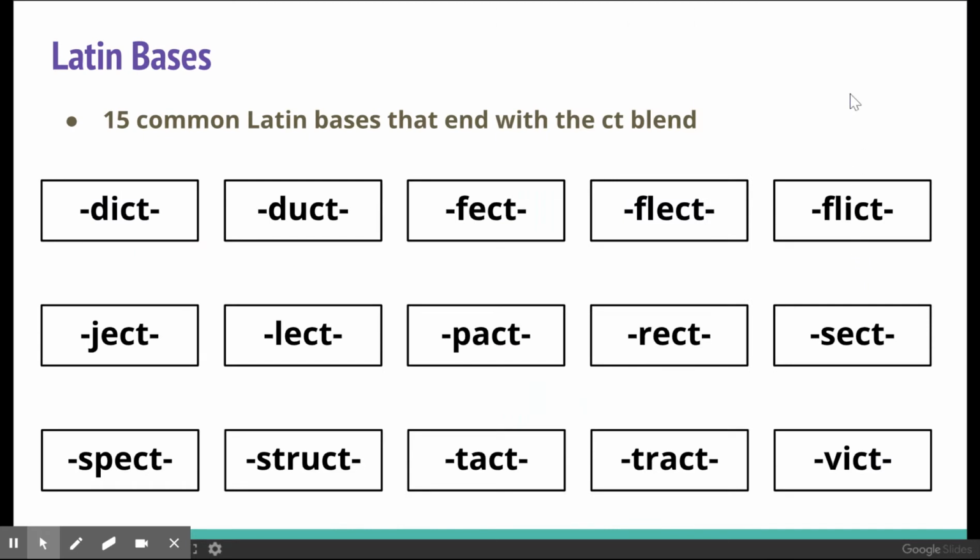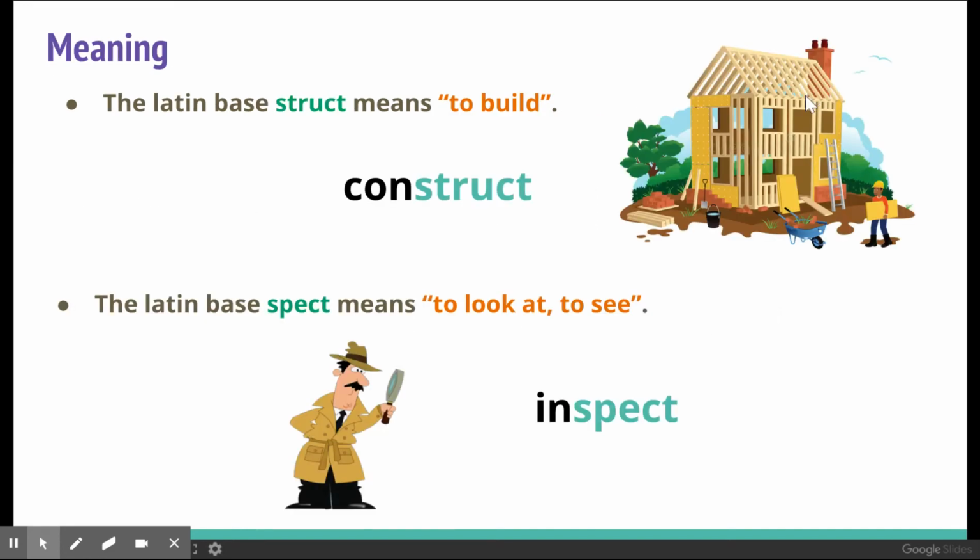Here we have 15 common Latin bases that end with the CT blend. So you'll see here that these, again, would have to be added to another word element in order to be a real word. We're going to take a look at that now. So like I said, each of those word elements or Latin bases has meaning.